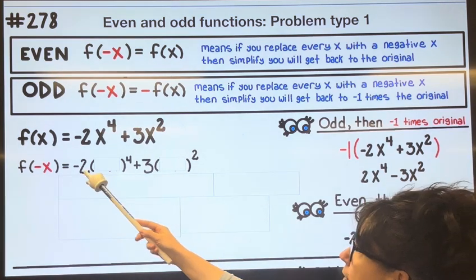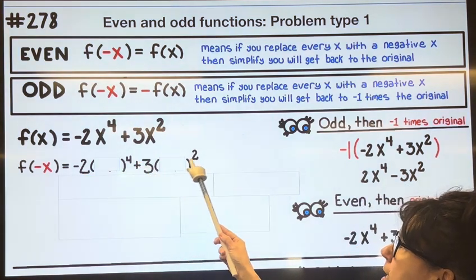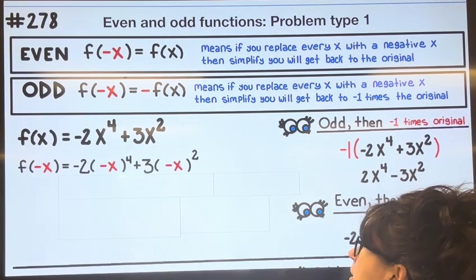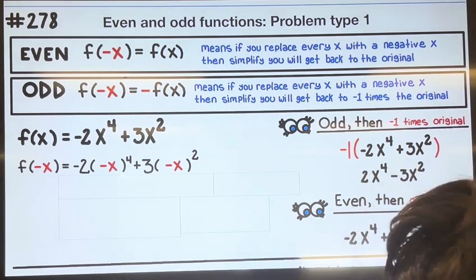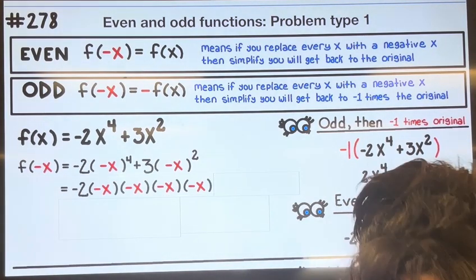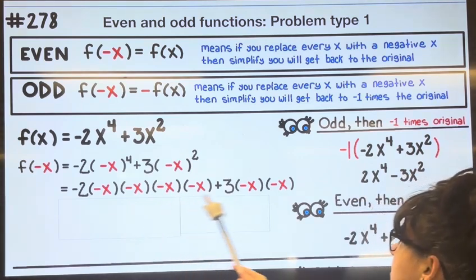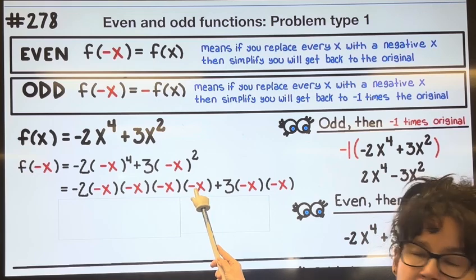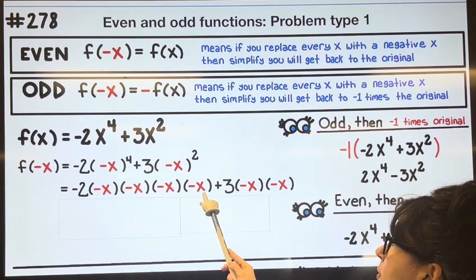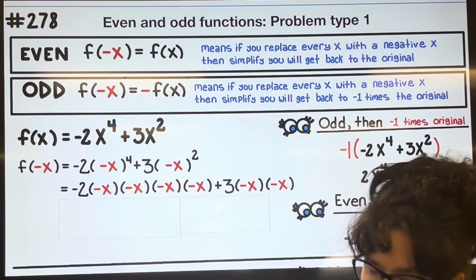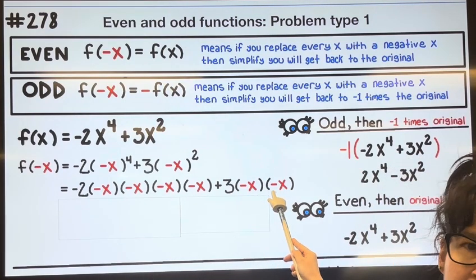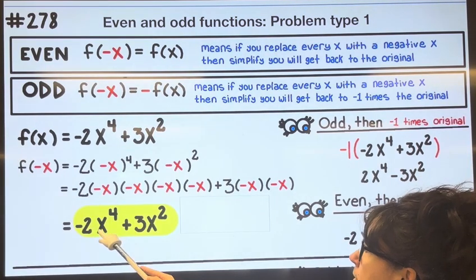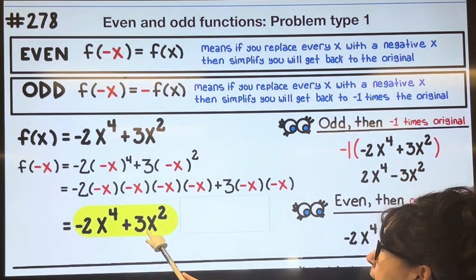So here's my original function, -2x to the 4th plus 3x squared. Turn every x in the original into a negative x. Now we want to simplify, and I expanded just to help you see the simplification. I have 1, 2, 3, 4, 5, an odd amount of negatives, so I'm going to have a negative, and then 2x to the 4th. And then here, 1, 2 negatives, even amount of negatives, so positive. So I end up with -2x to the 4th plus 3x squared.